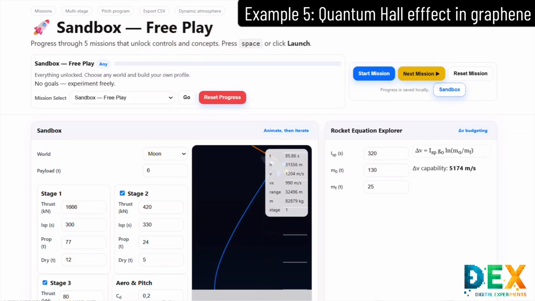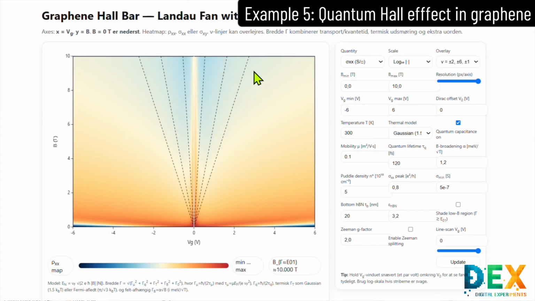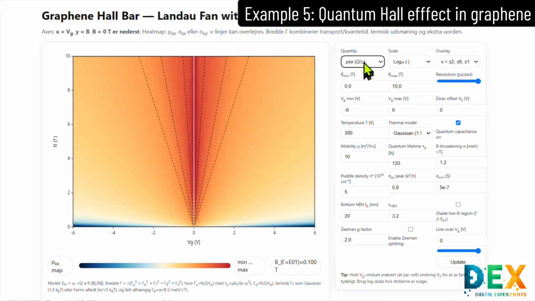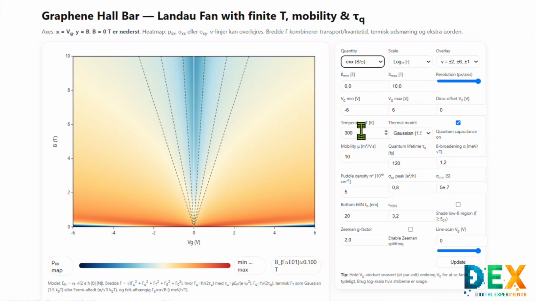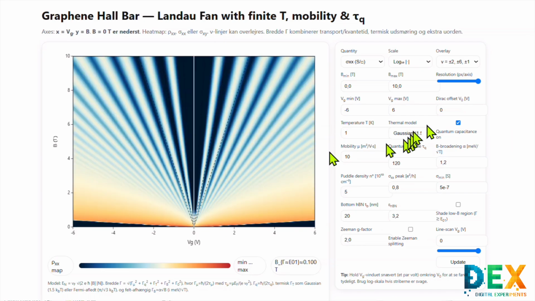This is something different. This is a quantum Hall effect in a graphene Hall bar, where right now the mobility is pretty low, so we can start by increasing that, and this is going to visualize what the longitudinal conductivity will look like on a log plot. You can also look at rho XX. And if I then also reduce the temperature, from room temperature down to 1 Kelvin, I'll get the familiar Landau fan coming out here.